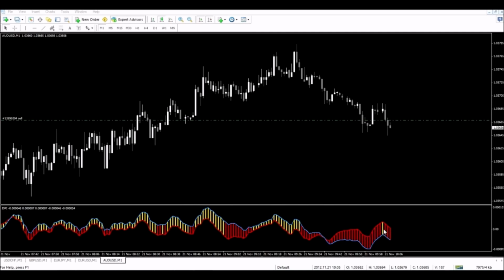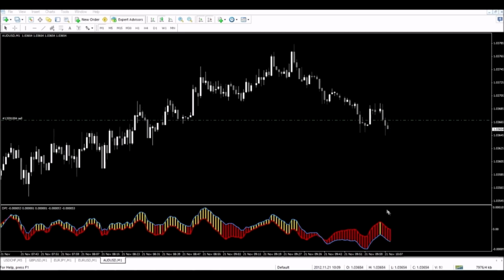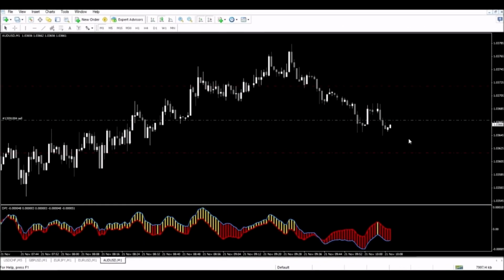There is a lot of other stuff going on in the charts that you can't see, but you can see the DPI is telling us only to look for short trades. So now I'm going to place my stop loss and take profit. All right, I've got them placed, my stop loss above here, my take profit down here, my entry. We're looking at the 1 minute time frame, so I'm only going for about 5 pips on this one.